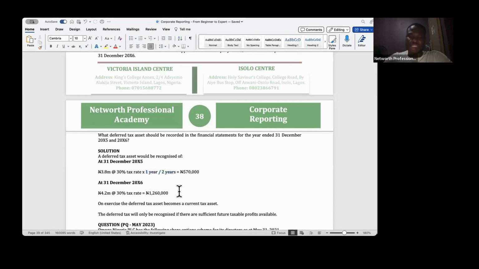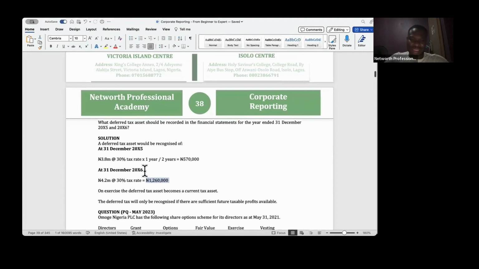Additionally, in the second year, what you recognize in P&L is always the increase or decrease in those balances, or those figures you have gotten. Increase or decrease is what goes to your P&L. In this case, the deferred tax increased from 570 to 1260. So this difference is like an income. So it goes to my income tax, but it will be an addition rather than a deduction. Then the other leg will go to my deferred tax asset. So that's how it's always going to be.